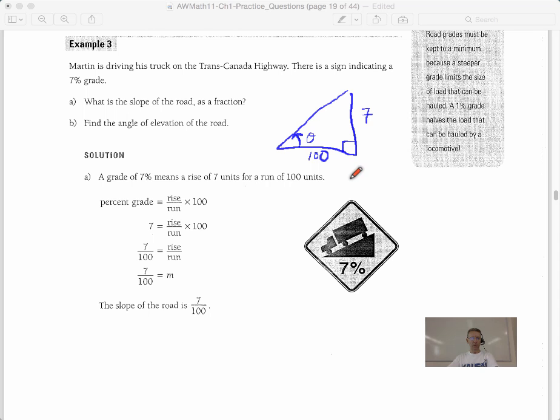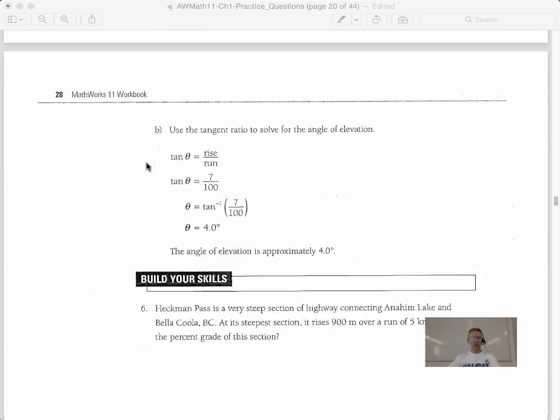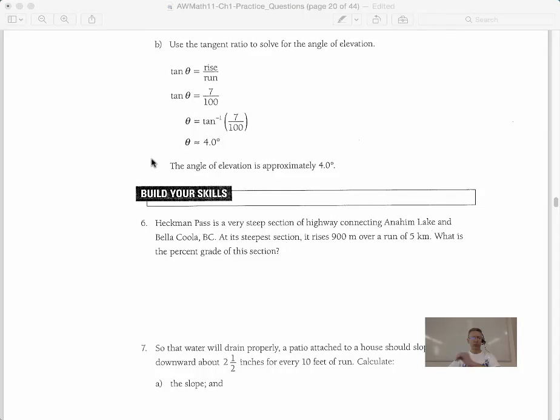And remember, we need to think about this angle. We have the opposite, we have the adjacent, so we think of SOHCAHTOA and we use tan, and that's the part that's going to be shown in the next section here. So let's look at that now. So part B, we use the tangent ratio, and tan of the angle is rise over run. Opposite is the rise over adjacent, that happens to be the run, and that was 7 and 100 for this angle here.